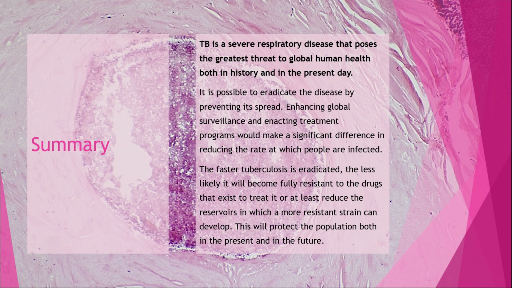Enhancing global surveillance and enacting treatment programs would make a significant difference in reducing the rate at which people are infected. This should also include investment in further programs to detect latent infections. The faster tuberculosis is eradicated, the less likely it would become fully resistant to the drugs that exist to treat it, or to at least reduce the reservoirs in which a more resistant strain can develop. This would protect the population both in the present and in the future.